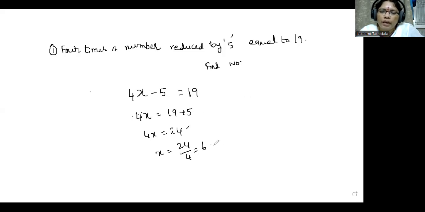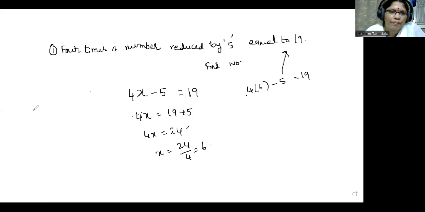Now we recheck it. How do we check it? So 4 times the number, by the condition they have given, 4 times the number is 4 times 6 is 24, reduced by 5, minus 5, this is equal to 19, which is satisfied. So 6 is the solution. Okay.